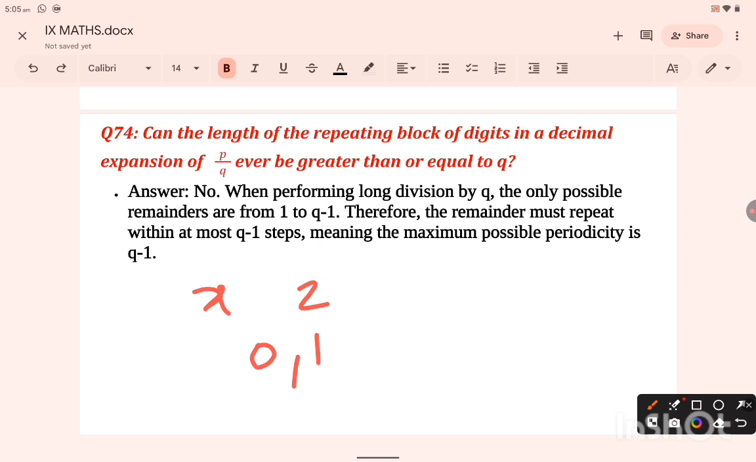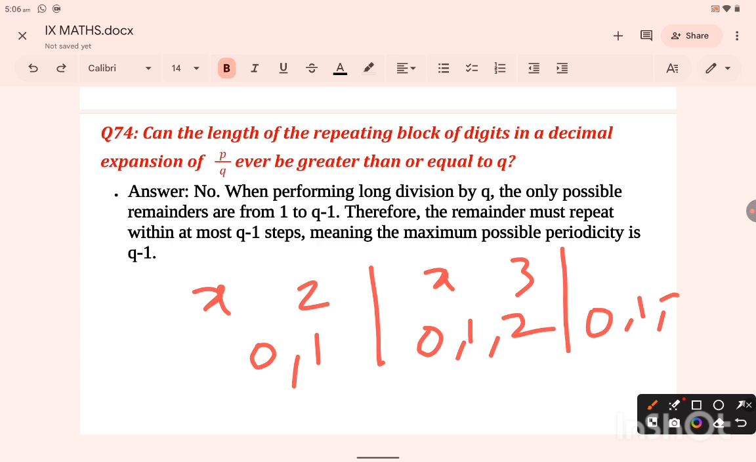When any number is divisible by 3, then possible remainders are 0, 1, 2. When any number is divisible by 4, then possible remainders are 0, 1, 2, 3. When a number is divided by 2, the possible remainders are 0, 1.